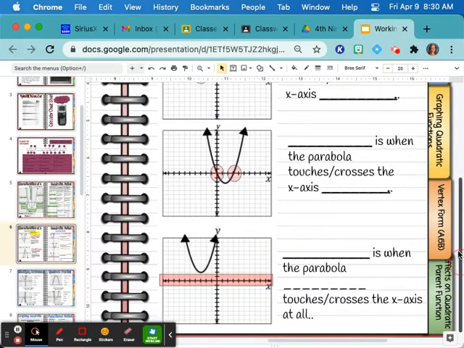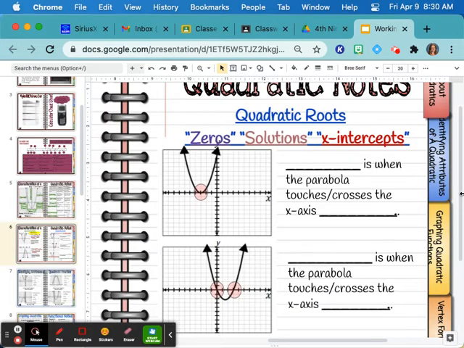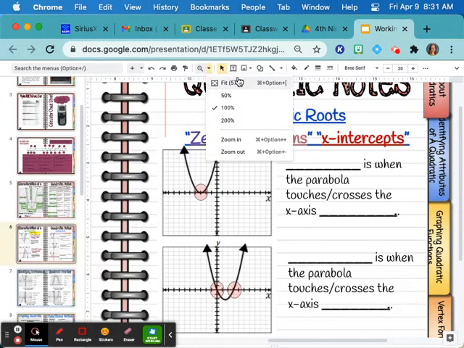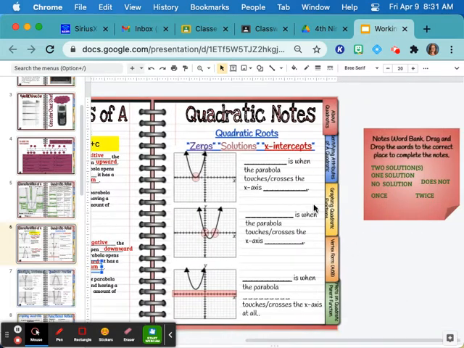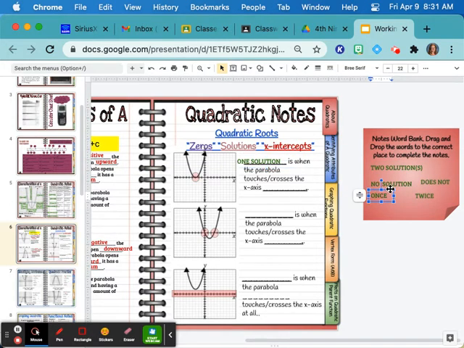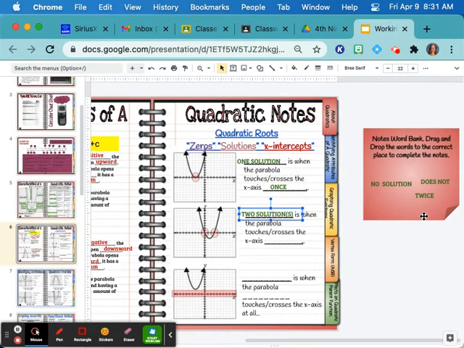All right. Anyway, let's look at our zeros, solutions, and x-intercepts. How many solutions does this graph have? Yeah, it just has one. So one solution is when the parabola touches or crosses the x-axis once. So then how many does this have? Two solutions. So when the parabola touches or crosses the x-axis twice.